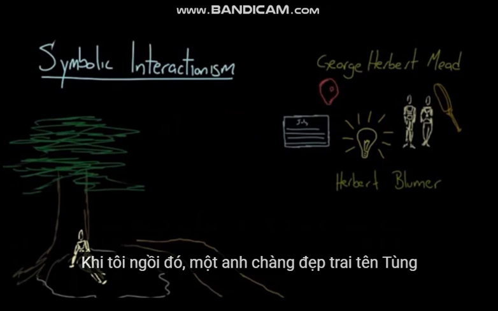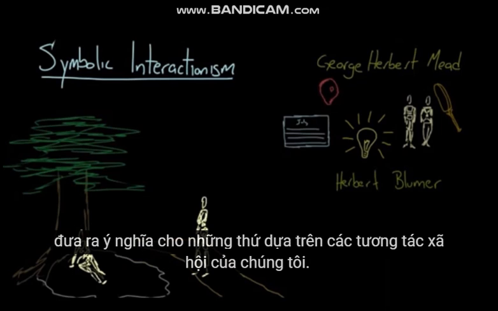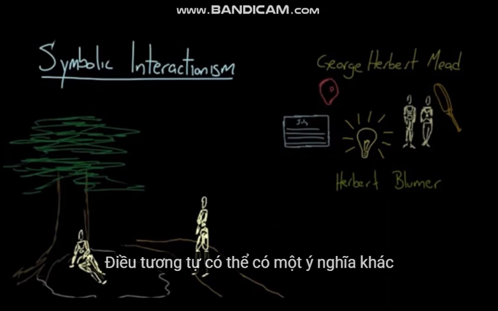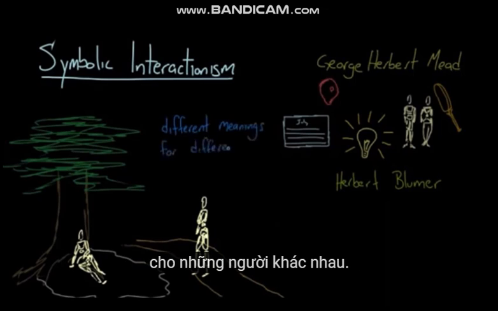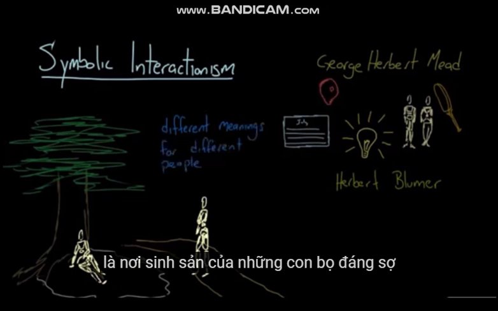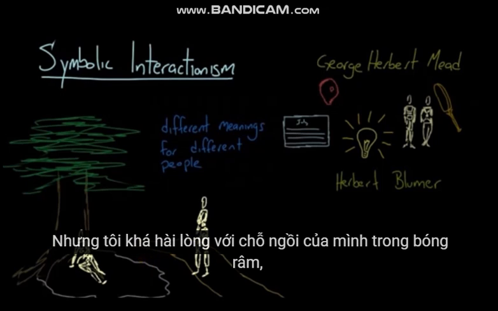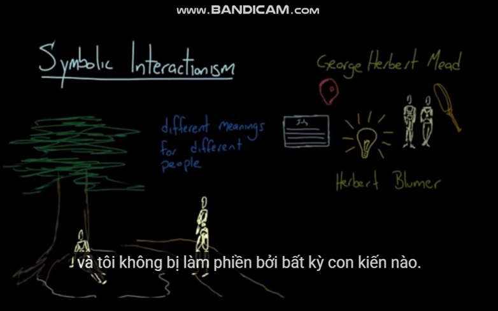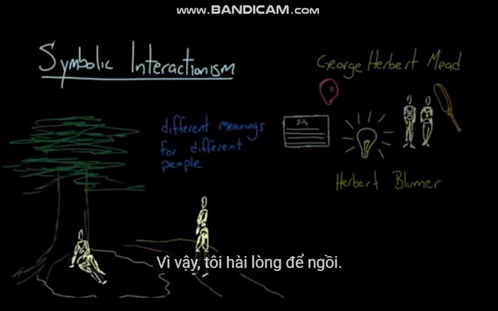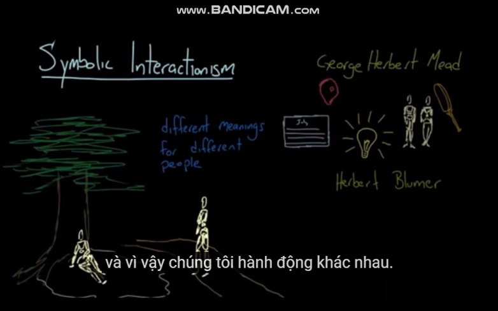As I'm sitting there, another person stops to warn me that all trees are infested with ants. Blumer's second tenet was that we give meaning to things based on our social interactions. The same thing can have a different meaning for different people. For the person talking to me, the tree is a breeding ground for creepy crawlies, and they are going to avoid it. But I'm quite happy with my seat in the shade, and I haven't been bothered by any ants, so I'm content just to sit. We have different views of the tree, and so we act differently.